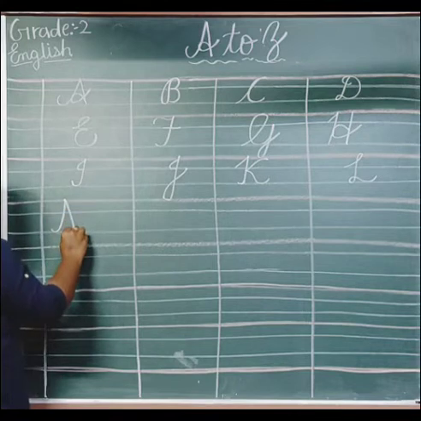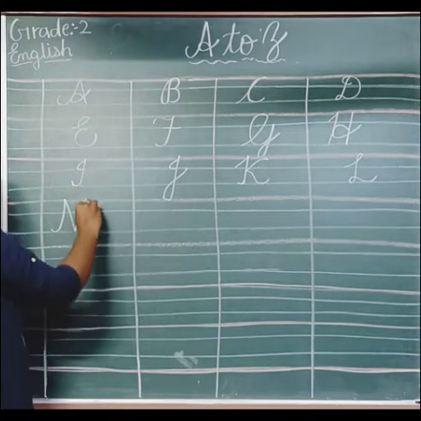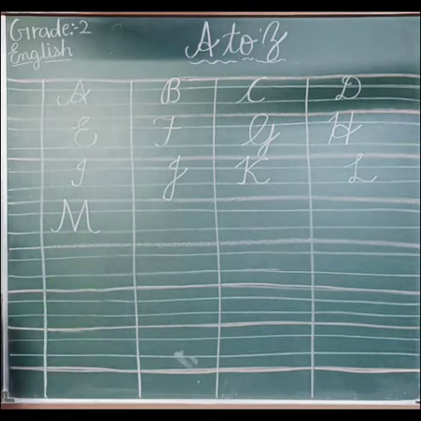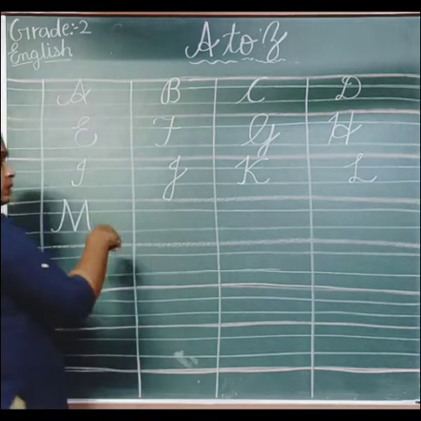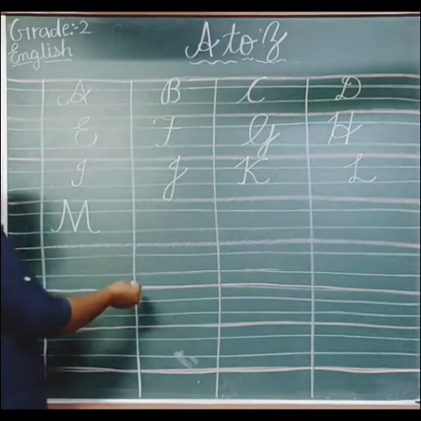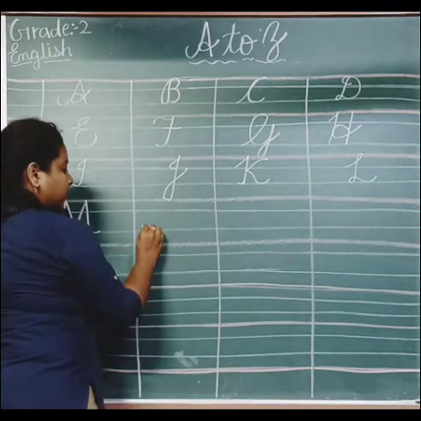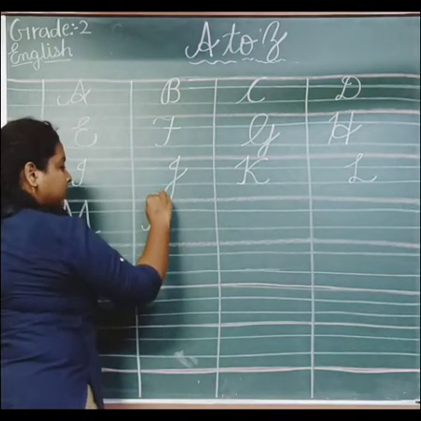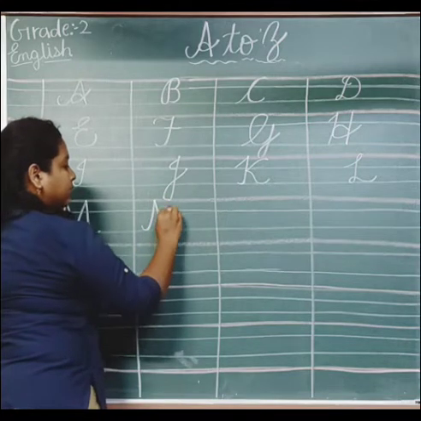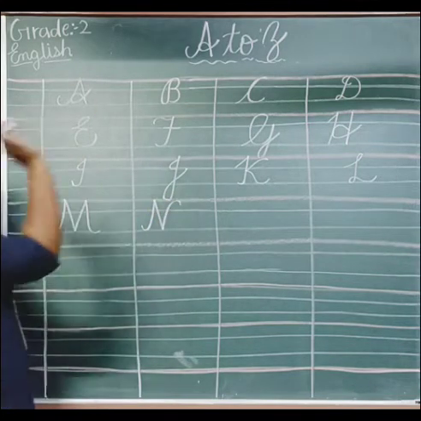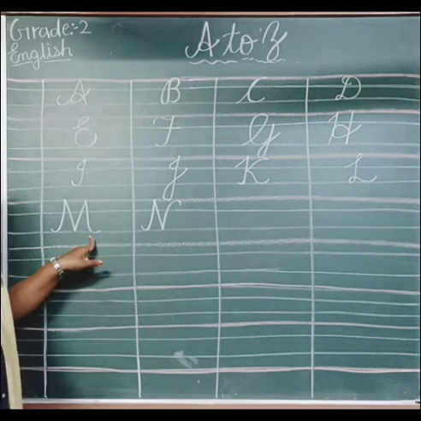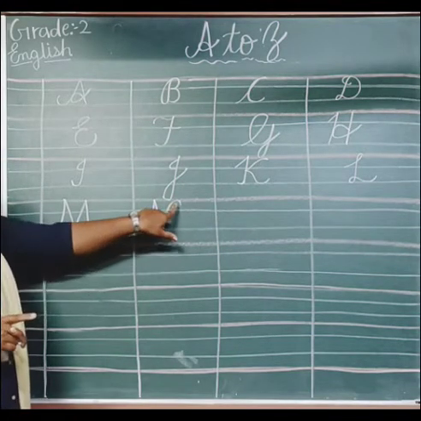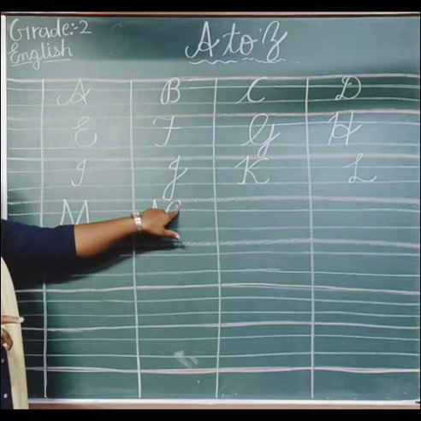Come back to the blue, again red, again blue. That is called capital M. Same as we took in the L also. Start from the blue line, go to the red line, come back to the blue line and again go to the red line and leave it. So M will start on the last blue line, and M will end on the red line.